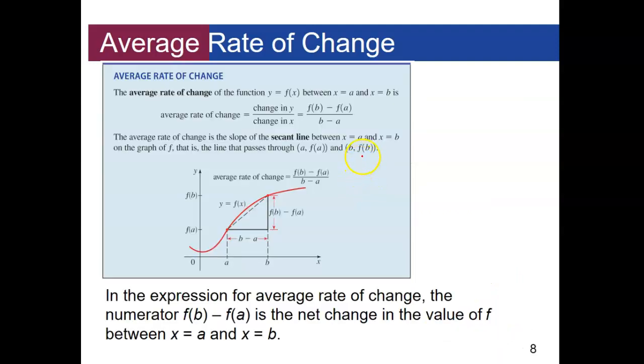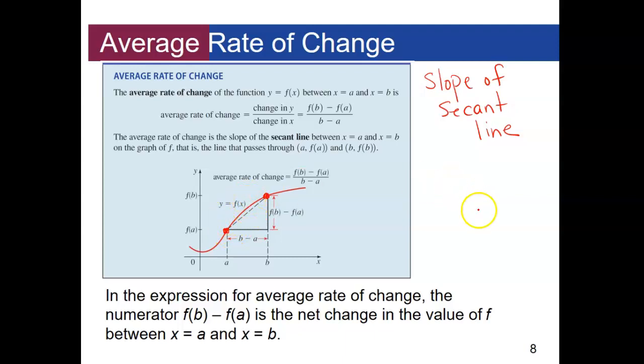Okay, so a couple of things I want to mention here with average rate of change. First of all, your average rate of change is going to be the same thing as the slope of your secant line. What a secant line means is if we have 2 points here, the secant line is the line that connects those 2 points. It doesn't have to follow along the curve, it connects the 2 points.